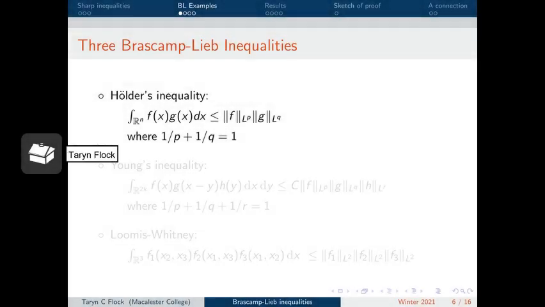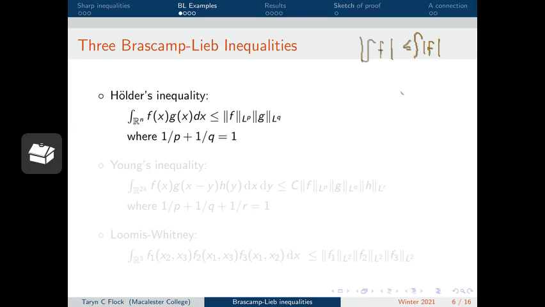So what is a Brascamp-Lieb inequality? Well, it's a generalization of our familiar inequalities that tell us about when the size of a product is bounded by the product of the sizes. Note, I'm assuming that my functions are non-negative, and this assumption is harmless because the absolute value of the integral is less than the integral of the absolute value.